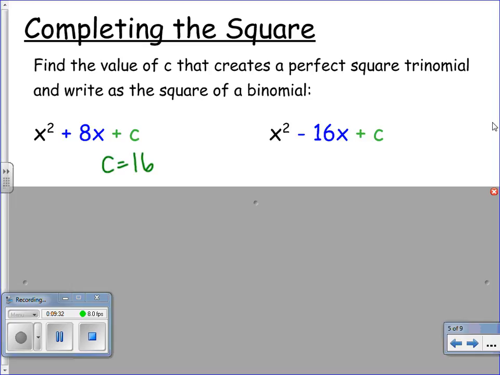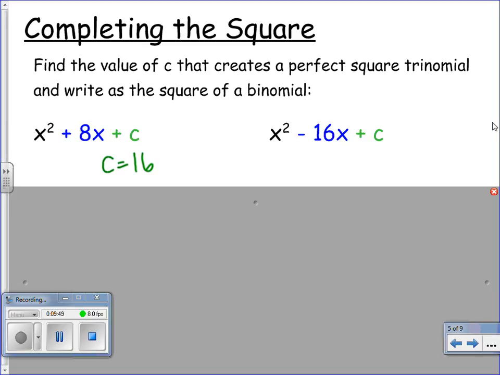Oh, okay. Did you hear his explanation? 4 plus 4 is 8. So that's like half of 8. And then 4 times 4 is 16. So that's the square root of 16 is 4. And so 16 must be the number that completes the square.